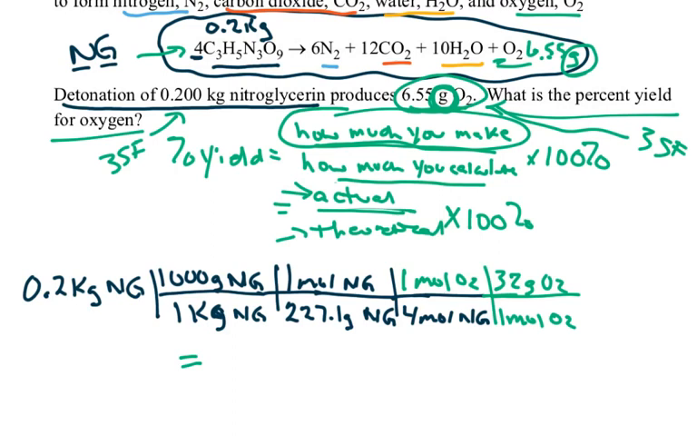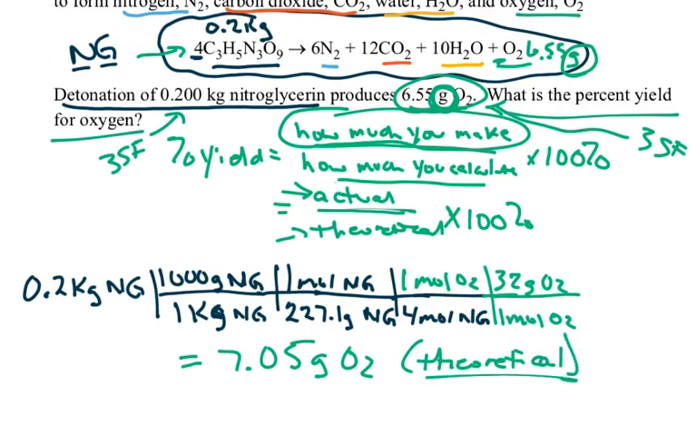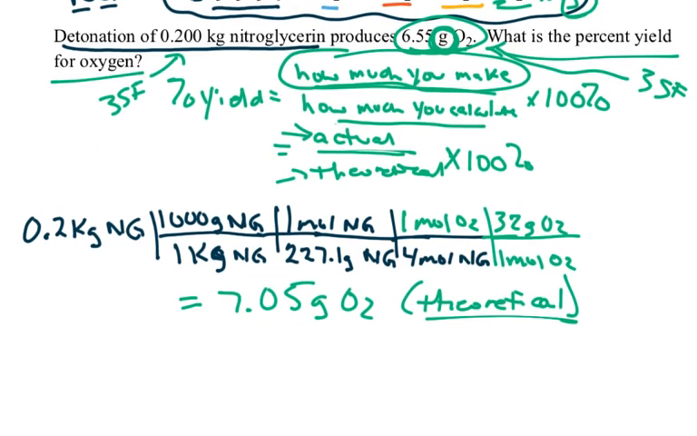Okay. So I say we make 7.05 grams of O2. That's our theoretical. In other words, that's assuming that we make all of it. That's assuming we make all of it. Okay. 100% yield.